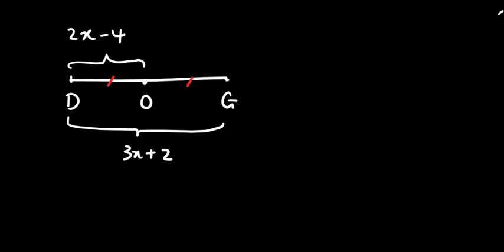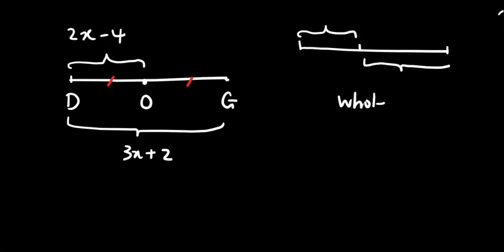Welcome back. In Lesson 1, you learned how to add the line segments. We can add 2 parts and get the whole length. Or, if we know the whole length, we can use subtraction to find the missing length.